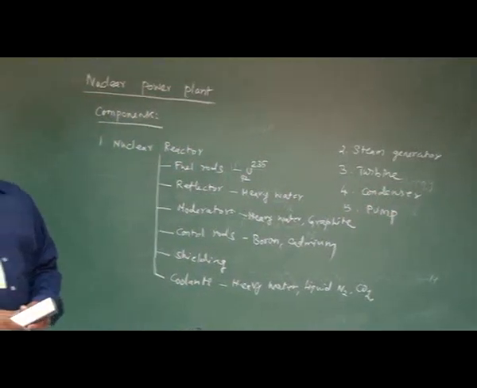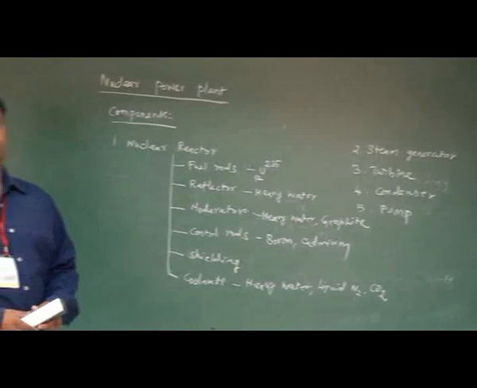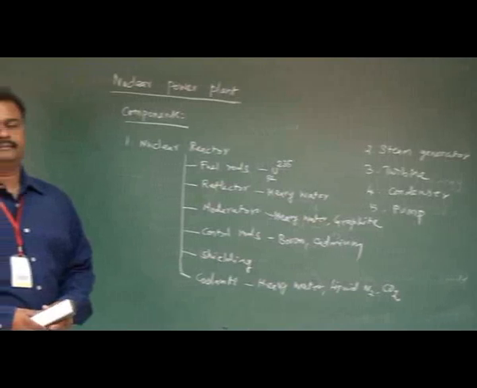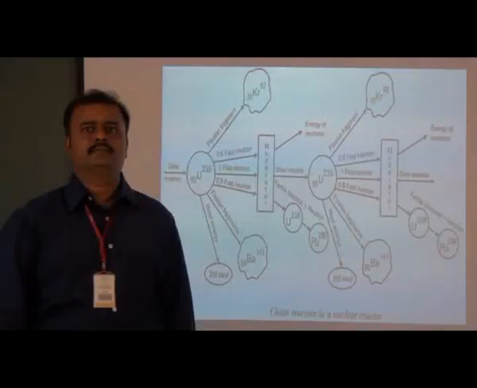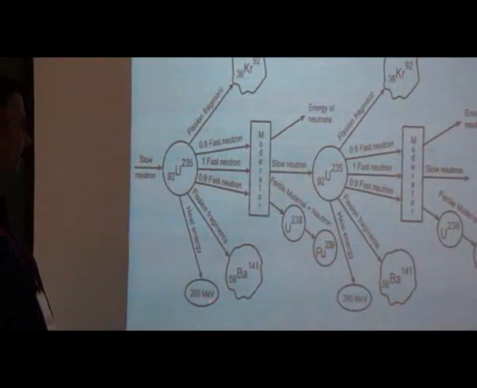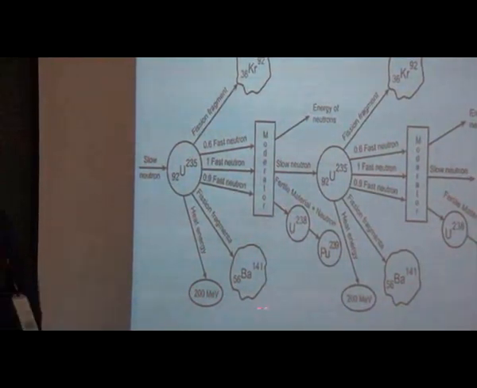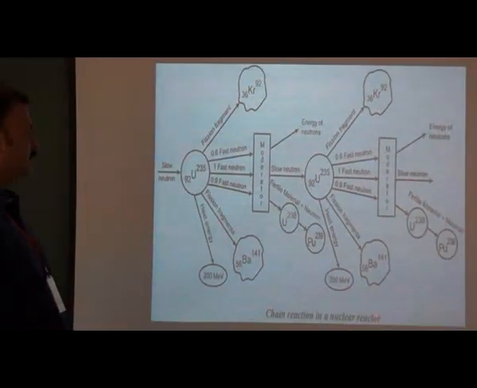This is the chain reaction in the nuclear reactor. The uranium-235 is bombarded with a slow neutron and splits into two isotopes, barium-141 and krypton-92. So you see how huge an amount of energy, 200 million electron volts, is available. This energy is used to heat the water. So that is the purpose of this chain reaction in the nuclear reactor.